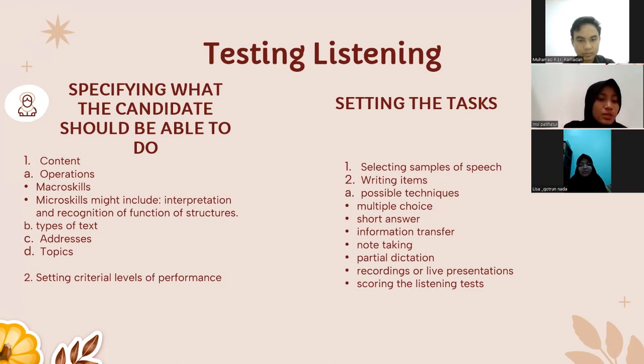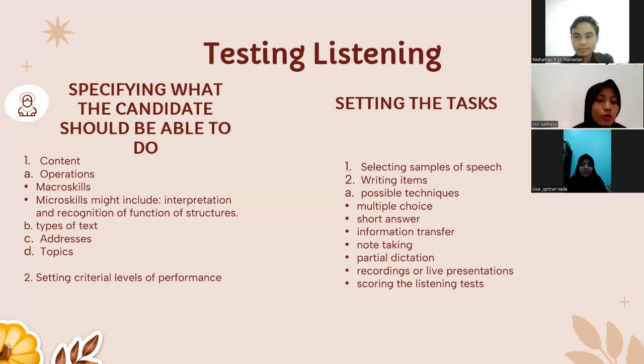There are two types of testing listening. The first one is specifying what the candidate should be able to do. Now, the same as with testing reading, there are some points. The first one is content. And from the content, there are four points. The first one is operations. As I said before, as with reading, this may be at more than one level of analysis. There are macro skills, but this is for listening. Macro skills include listening for specific information, obtaining the gist of what is being said, following directions, and following instructions also. The micro skills might include interpretation and recognition of function of structures.